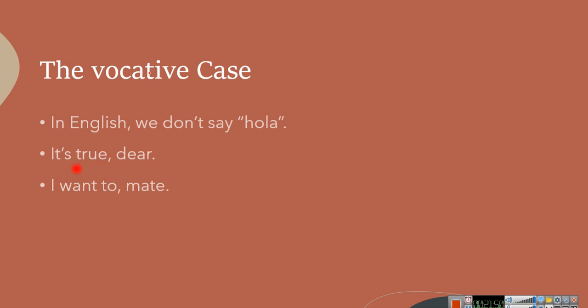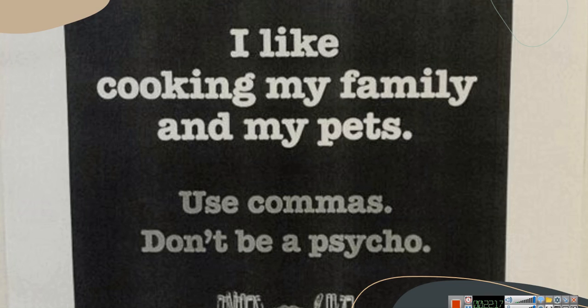And we have, it's true, dear, as opposed to, it's true dear. And look at this one: I want to, mate. What happens if you omit the comma right here? Well, you'll probably say, I want to mate. And you probably want to abstain from doing that, because if you say, I want to mate, people are going to get something quite different from your first idea.